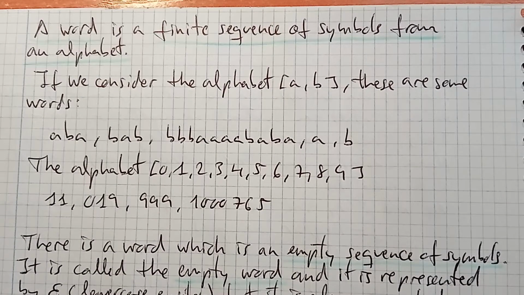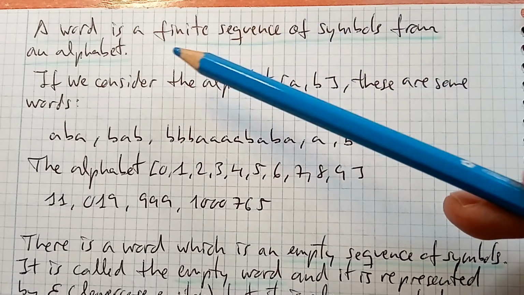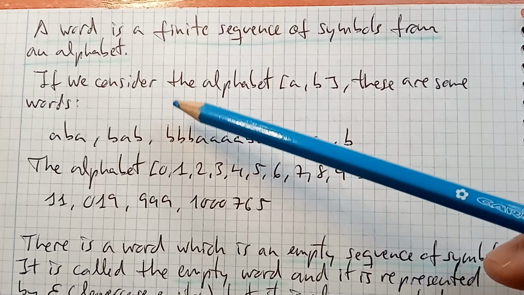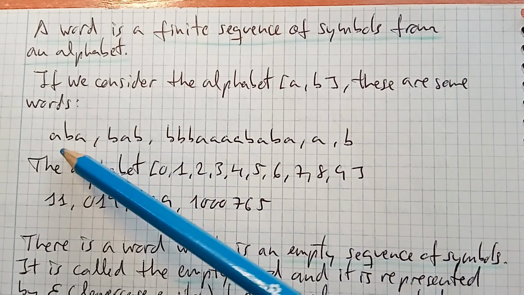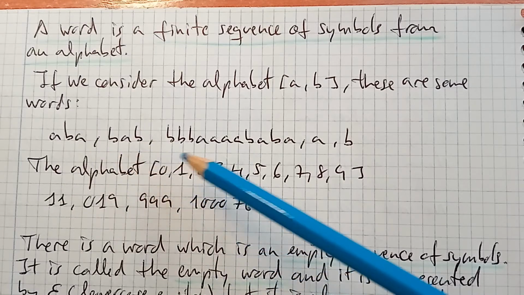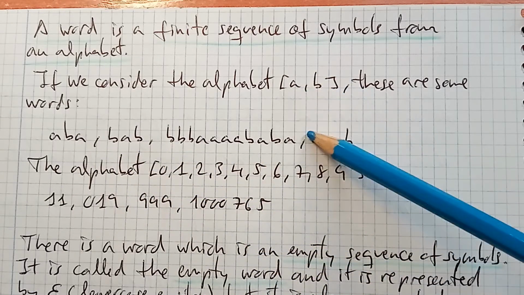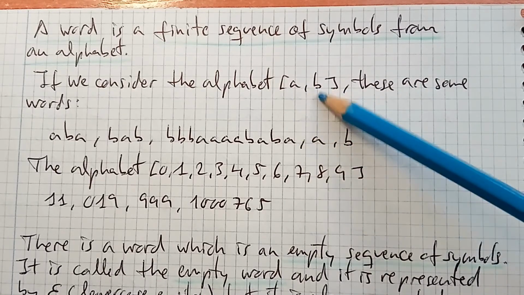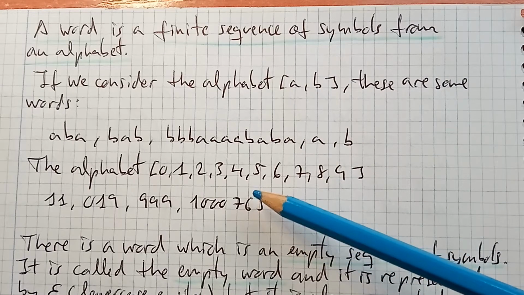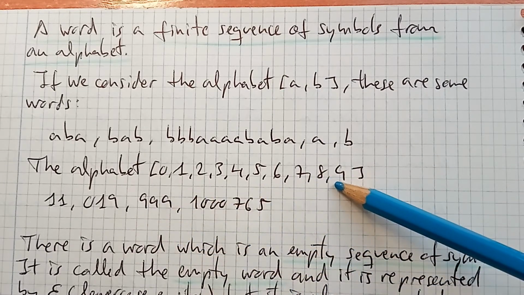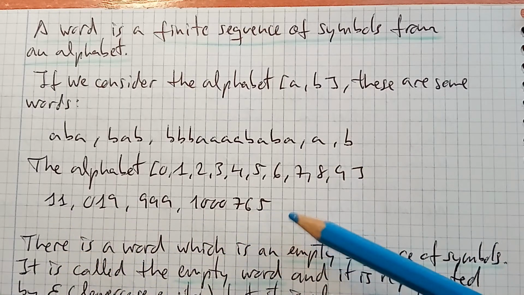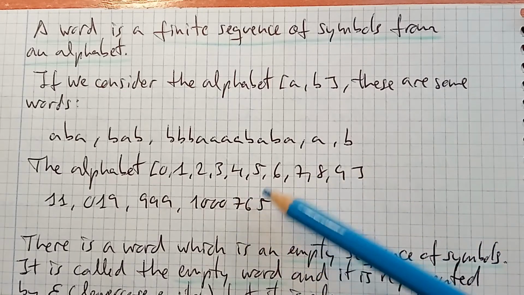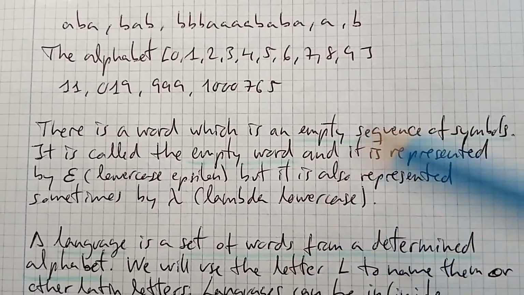A word is a finite sequence of symbols from an alphabet. Okay, everybody knows what a word is. If we consider the alphabet {a, b}, these are some words: ABA, BAB, whatever, and only one element is also a word. There is no need to have the two symbols in one word. With the number alphabet, we have some examples. There is no limit to the size of the word unless this is said.